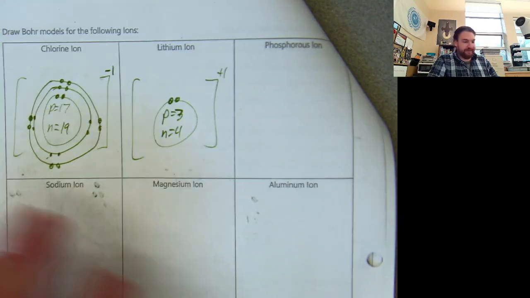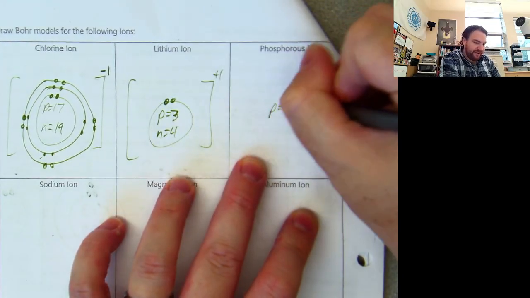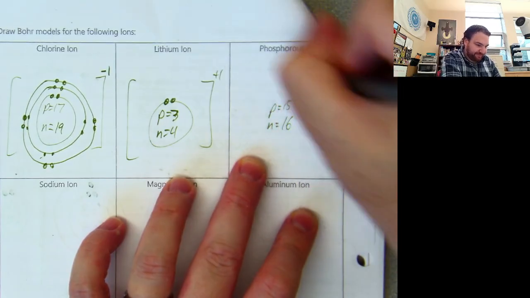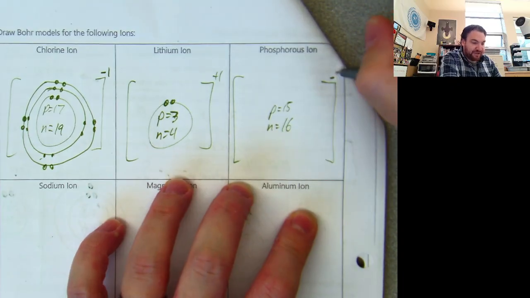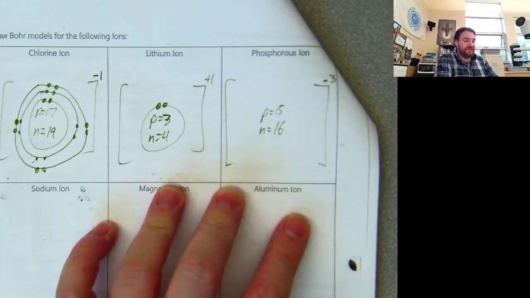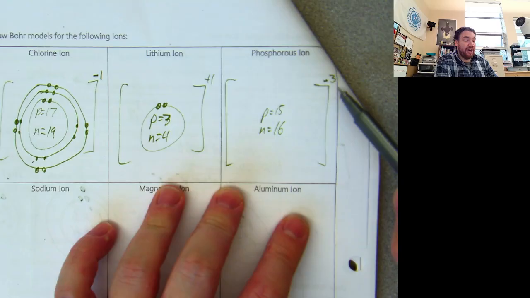Phosphorus. Oh boy. Here we go. P equals 15, N equals 16. And phosphorus has a charge of -3. That means phosphorus, the atom would have the same amount of electrons as protons, so the ion is going to gain 3 electrons because it's got this negative charge here.